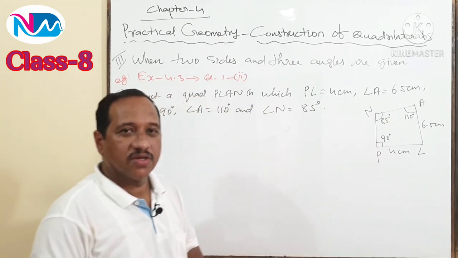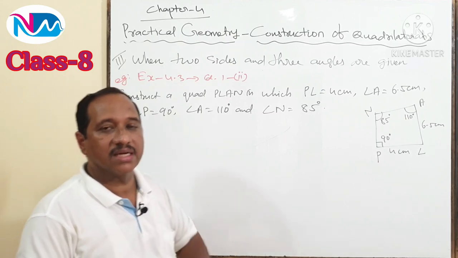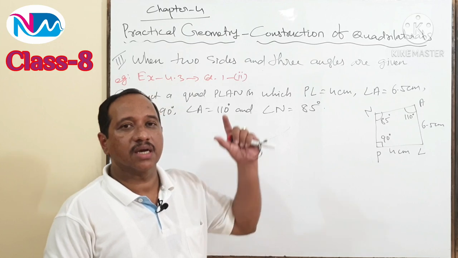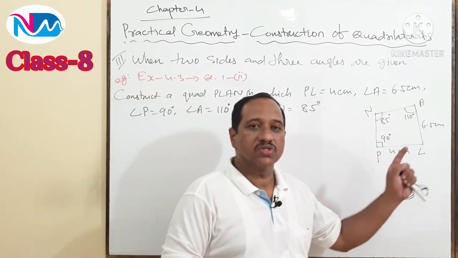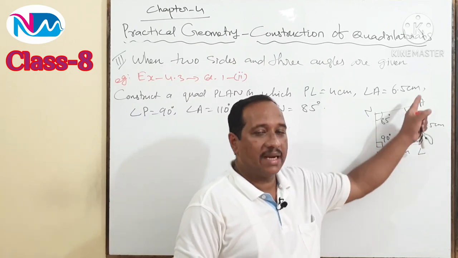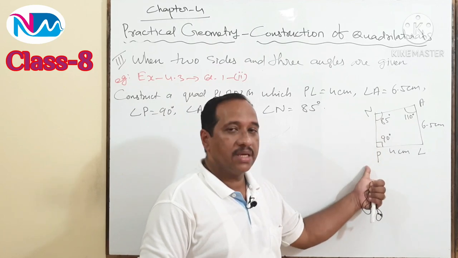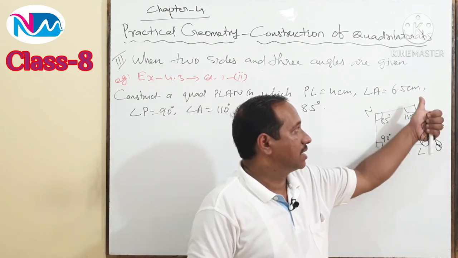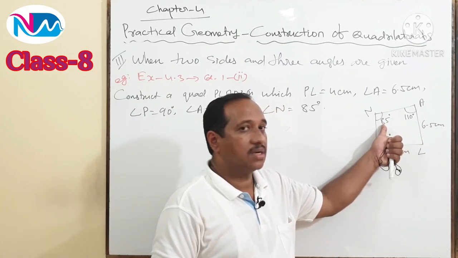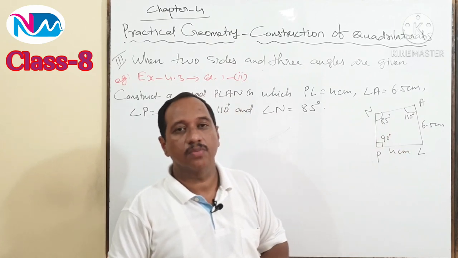My dear students, when you have to construct a quadrilateral when two sides and three angles are given, the three angles must be connected to the two sides given. That is, here sides PL and LA are given. So we need the angles, angle P, angle L and angle A. But instead of angle L, we are given angle N. With angle N, the construction is not possible.